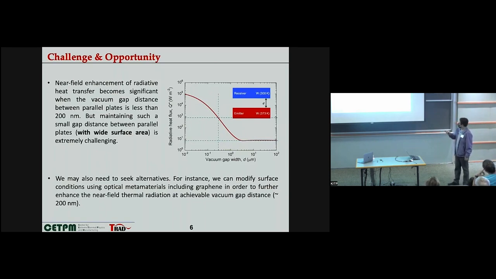route. So for instance, we can modify surface conditions using optical metamaterial, basically sub-wavelength sized nanostructures. We all know that it can interact with the radiation, and it can change the radiative property in the far field. In the near field, we can take similar analogies, so that the sub-wavelength structure may change the near field heat transfer rate without changing the given vacuum gap.